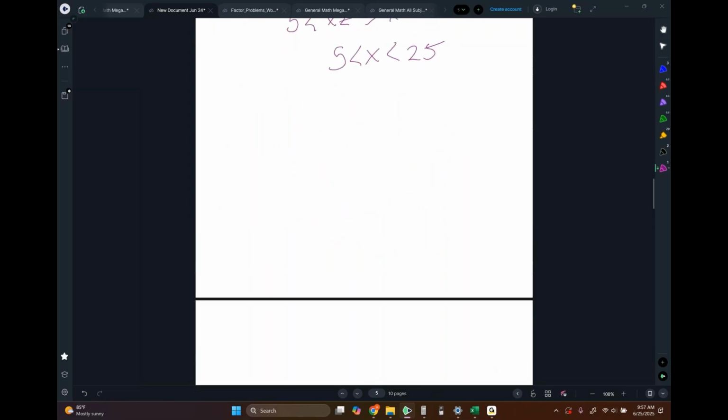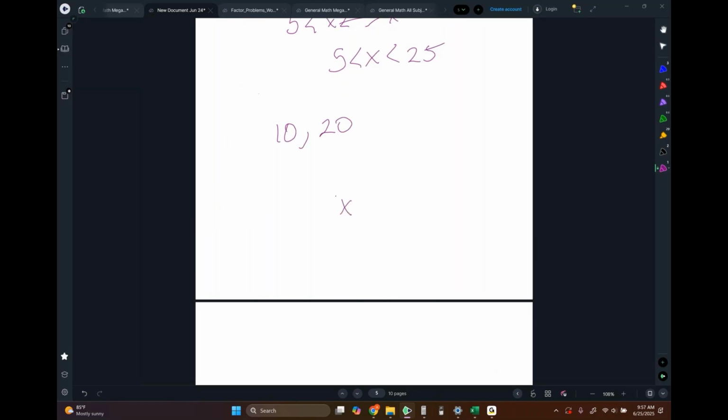All right, let me have you try one. What if the two sides that I already know are 10 and 20? Okay. What's the range of values for x? So x is going to be between two numbers. What two numbers is it going to be between?